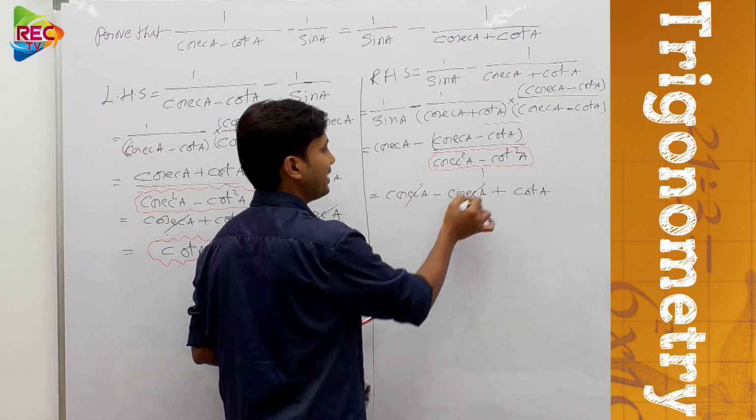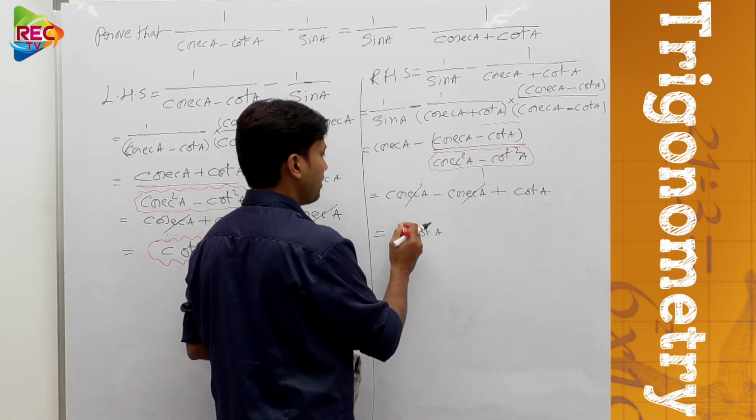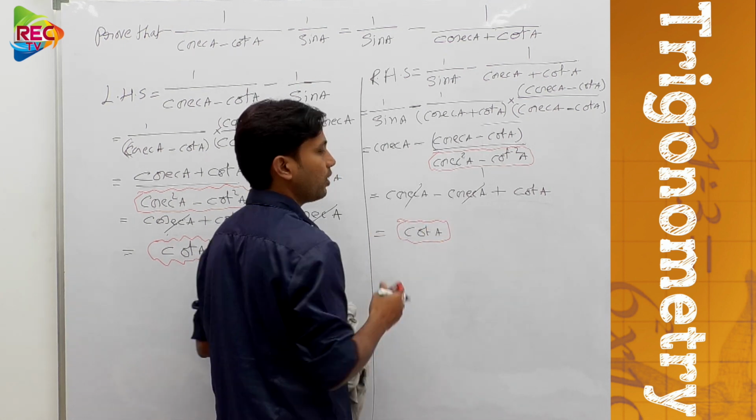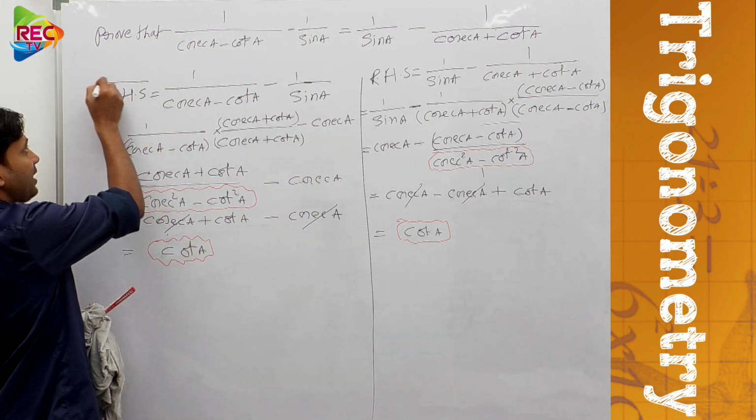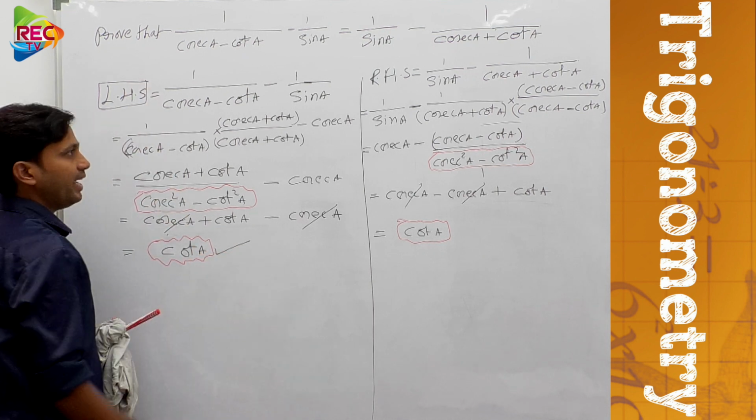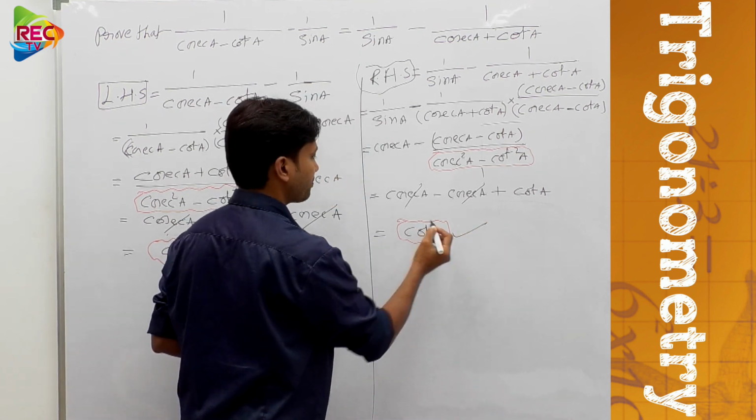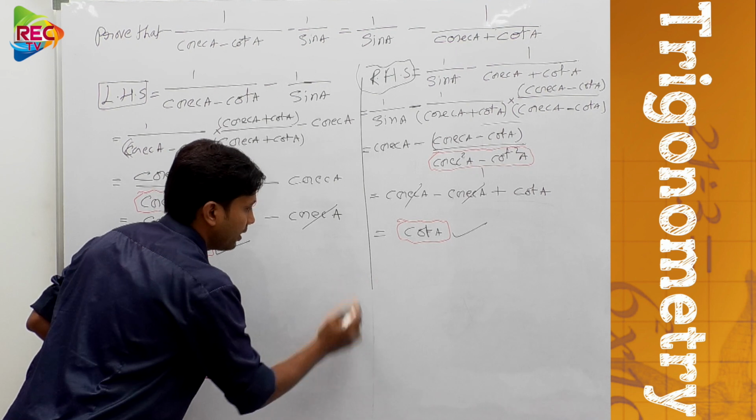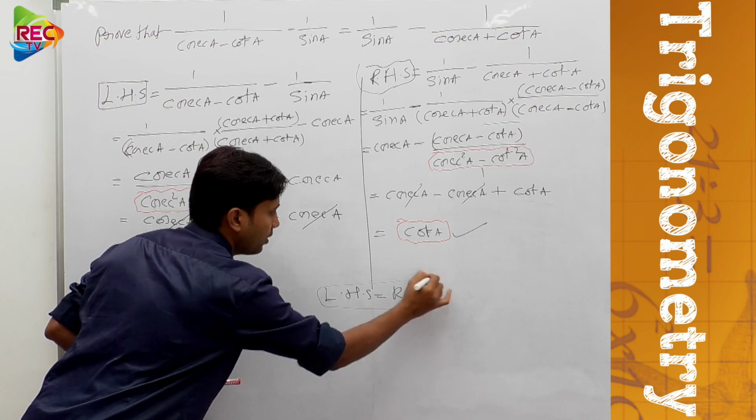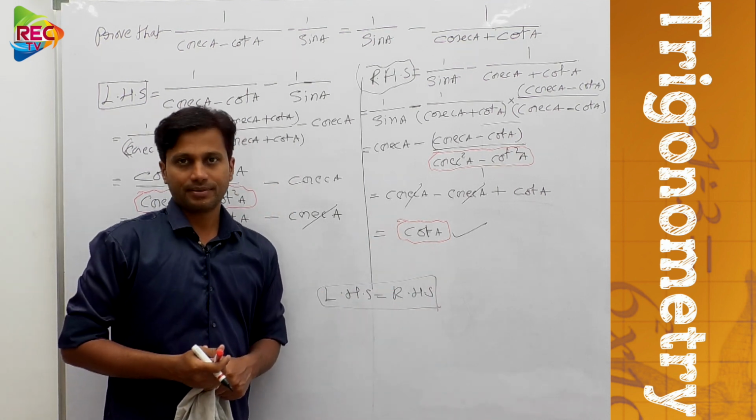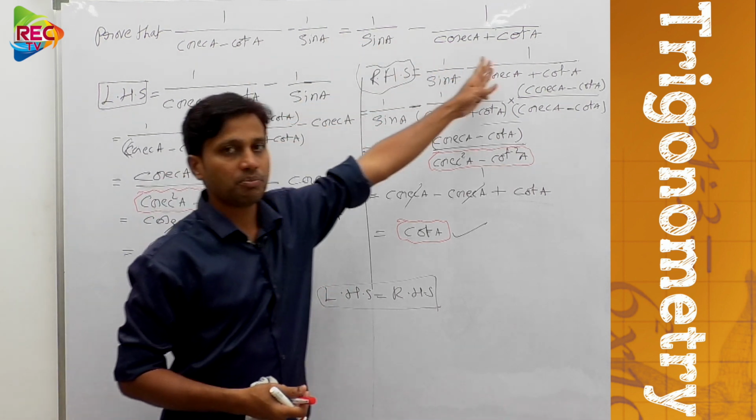Okay, so here cosecant A gets cancelled and what is left over? Cot A. So on simplifying our RHS part, we got cot A. Now if you observe here, by simplifying LHS we obtained cot A, and by simplifying RHS also we obtained the same cot A. That means LHS value is equal to RHS value. So therefore what we did is exactly correct. Understood? We did it correctly. So hence this is proved.